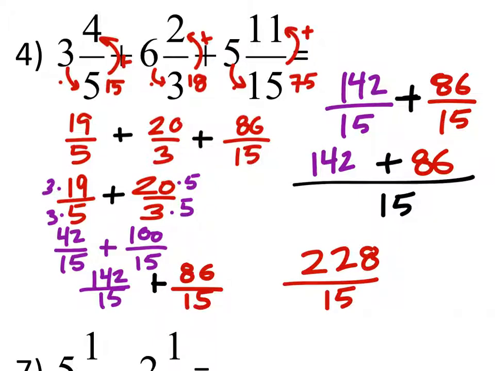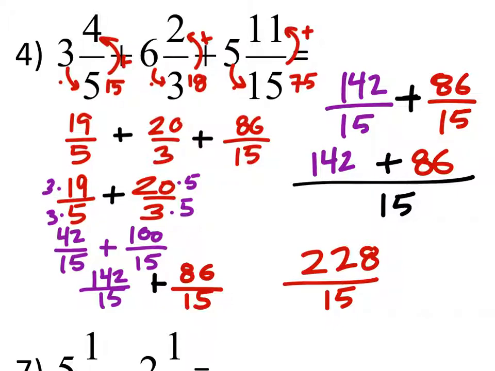228/15. Now, looking for simplification on this one. So I'm going to simplify it right now, then we'll change it into a mixed number. Both of these are not even, so I know I can't divide by 2. 15 is divisible by 5, but 228 doesn't end with 0 or 5, so I know I can't divide by that.